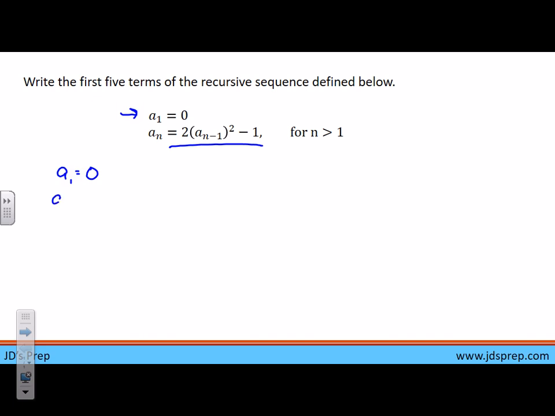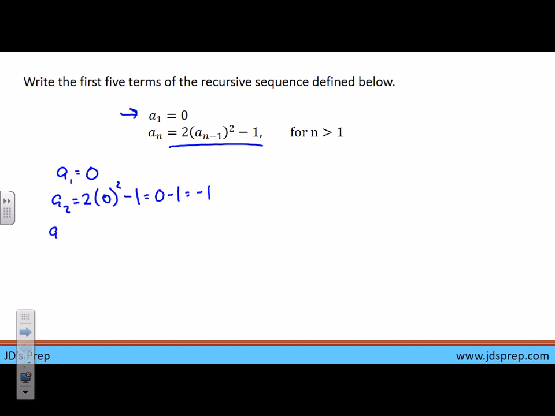Then, for a2, we follow the instructions given by the an formula, which says we take 2 times the previous number, which in this case is 0, squared, minus 1. If I simplify that down, 0 squared is 0, 2 times 0 is 0, so I have 0 minus 1, which is negative 1, the next term in the sequence.